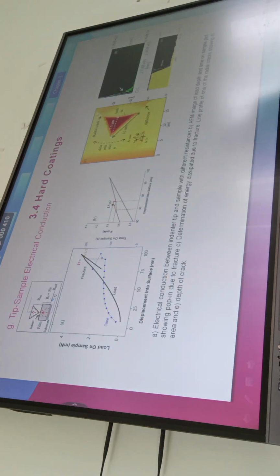So the tip sample electrical conduction also plays a major role. So we have also studied the electrical properties on the indentation deflection, from which we can see the RF, that is film resistance, and the load of the sample and displacement into surface graph has been studied.